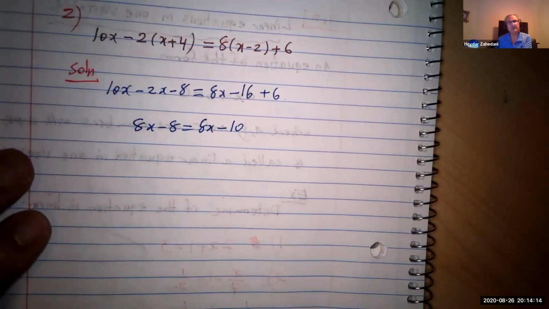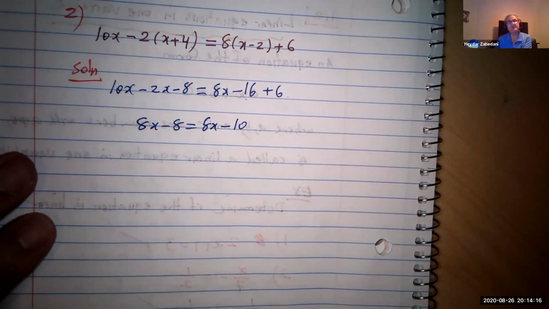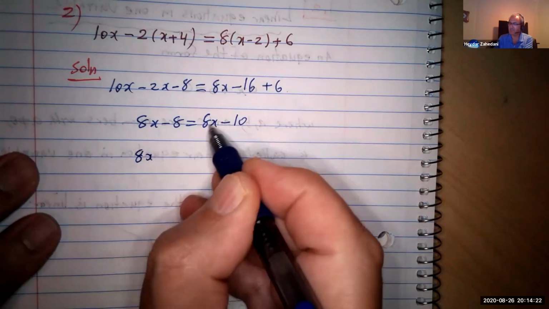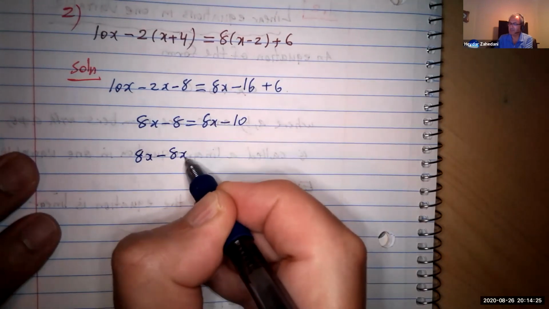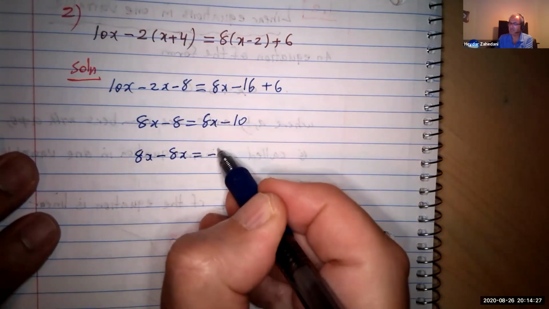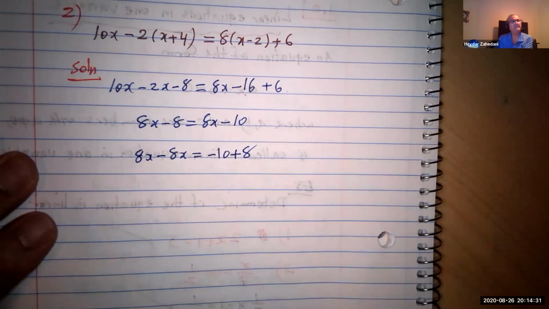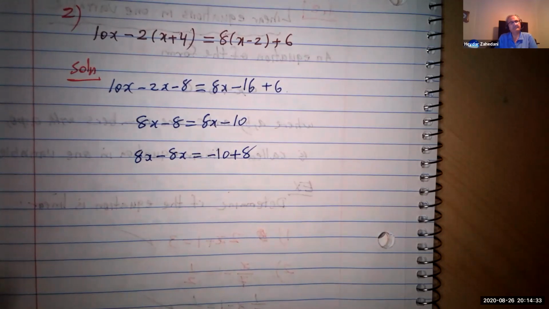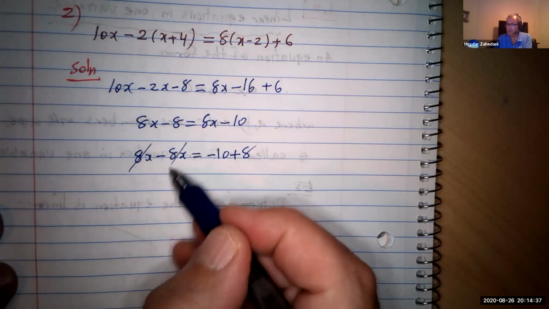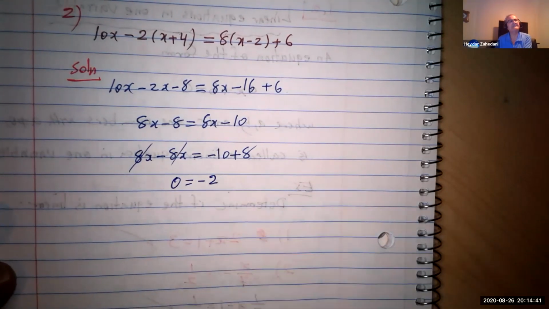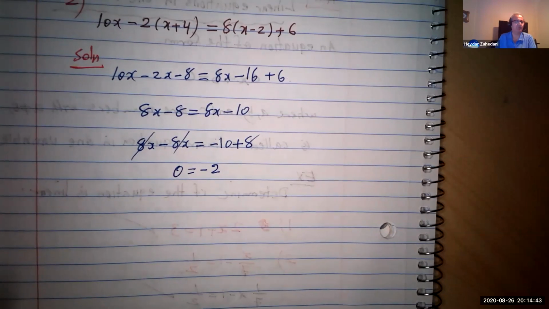Okay, we have the variable on both sides of the equation, so we put them on one side by adding or subtracting. I have 8x already, so I subtract the 8x here, and it is equal to negative 10. I'm going to add the 8 to the other side. Any question? Now we simplify it. We get 0 equal to negative 2. What's the conclusion for this one?